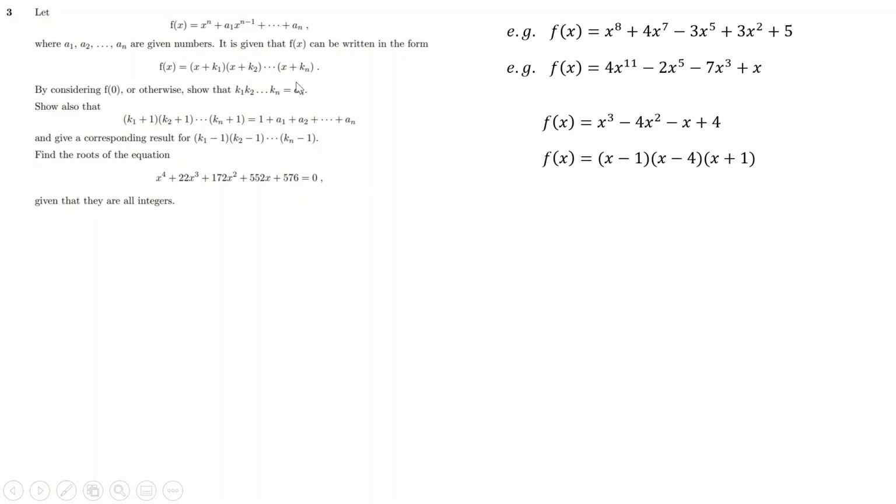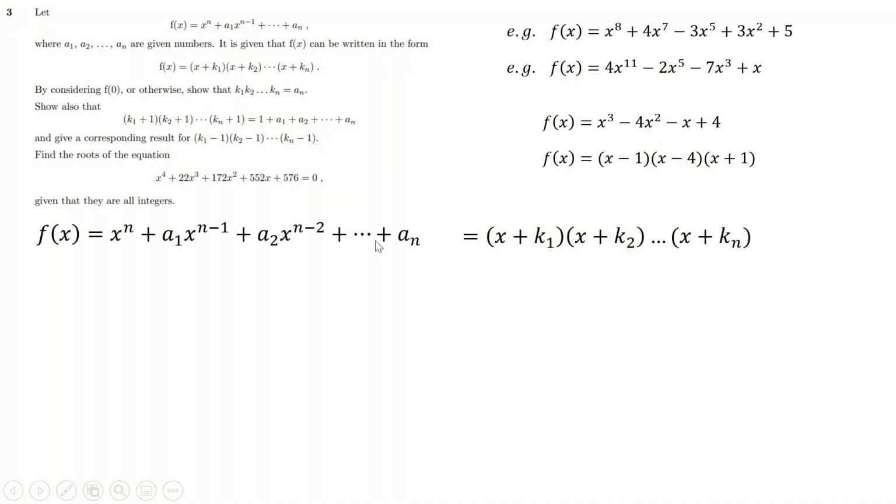And now notice how these k's are different coefficients to the a's up here. But they are related, and the relation between these k's, which are in factored form, and the a's, which are in standard form, that's what this question is kind of about. So here's the question. We've got that big piece of algebra there, and we've got that equals this in factored form.